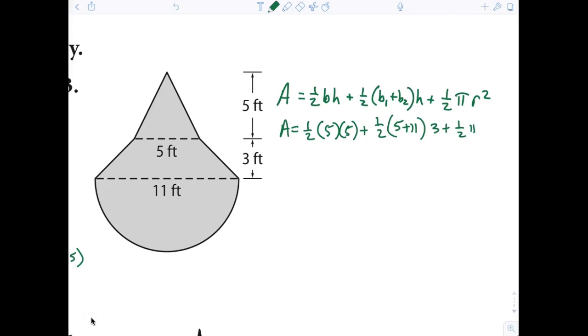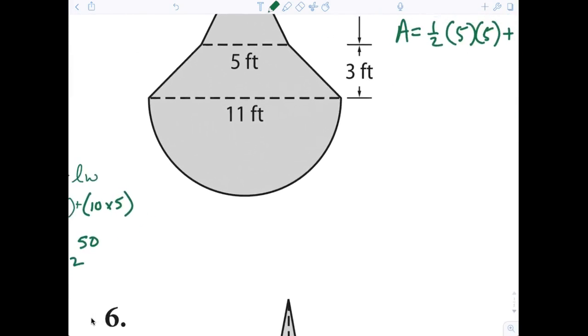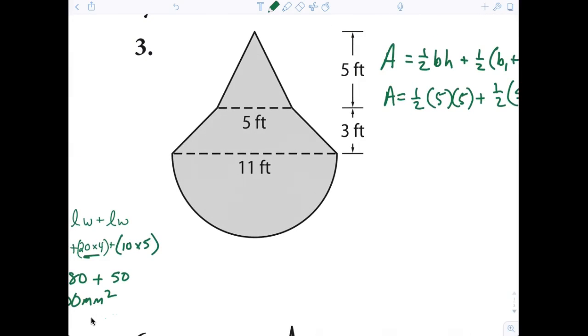Plus 1/2 pi. What is the radius of the circle? Oh, good for you, Aiden. What do you think? The radius of the circle. Come on now. That's okay. I want you to guess. Of course I want you to guess. Why 6?